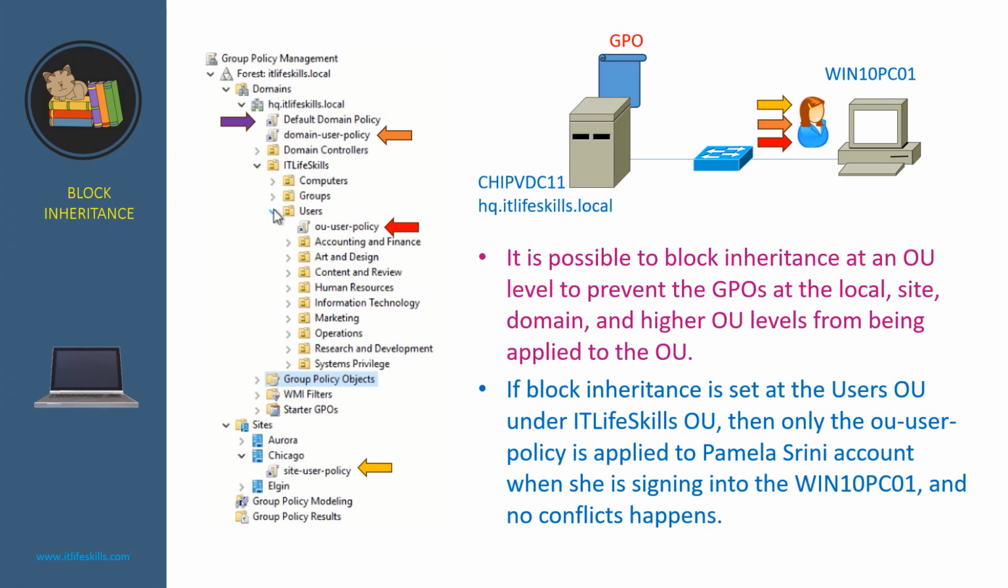It is possible to block inheritance at an OU level to prevent the GPOs at the local, site, domain, and higher OU levels from being applied to the OU. If block inheritance is set at the users OU under the IT Life Skills OU like this, then only the OU user policy is applied to Pamela Srini's account when she signs in to Win10 PC01, and no conflicts happen.